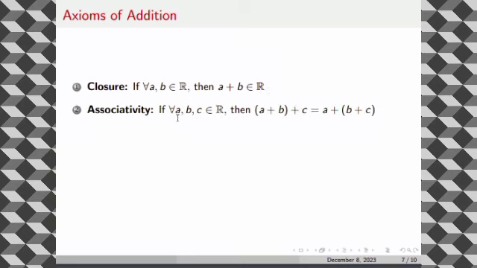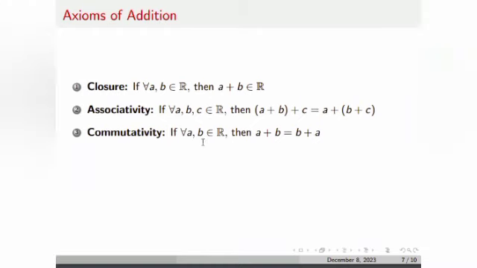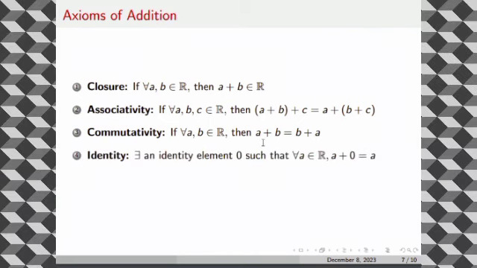Associative property. For all a, b and c belonging to the real numbers, then in brackets a plus b, plus c, is equal to a plus, in brackets, b plus c. So this property will be satisfied. Commutativity. For all a, b belonging to the real numbers, a plus b will be equal to b plus a.